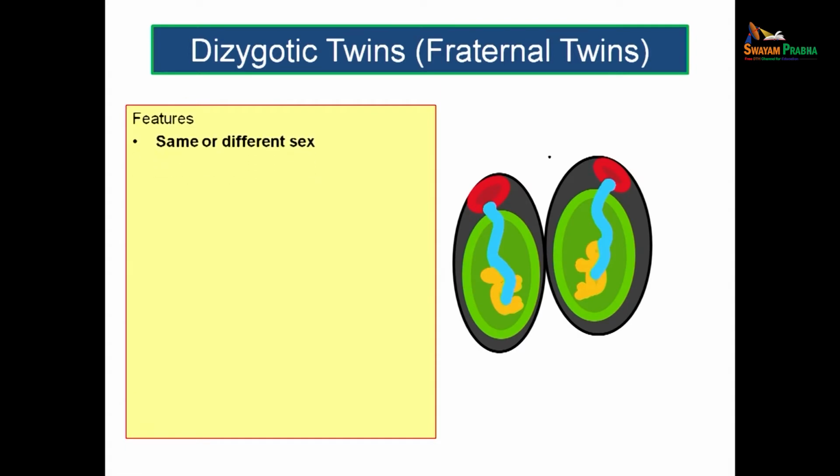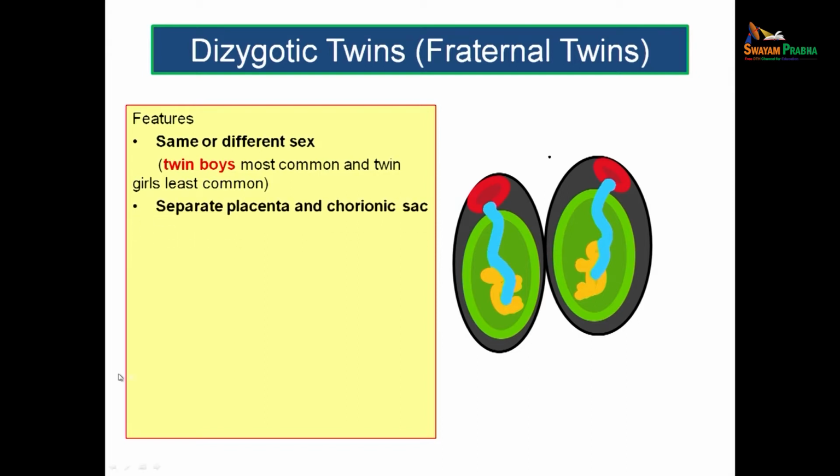So what are the features? They will be of same sex or different sex, and you have different sorts of combinations, among which twin boys are the most common combination and twin girls are the least common combination. They will have separate placenta. In this figure you can see the 2 twins, they will have 2 separate placenta and 2 different chorionic sacs. This is the placenta of this twin and this is the placenta of this twin, and these are the chorionic sacs. We can see that the chorionic sacs are actually separate for each twin.